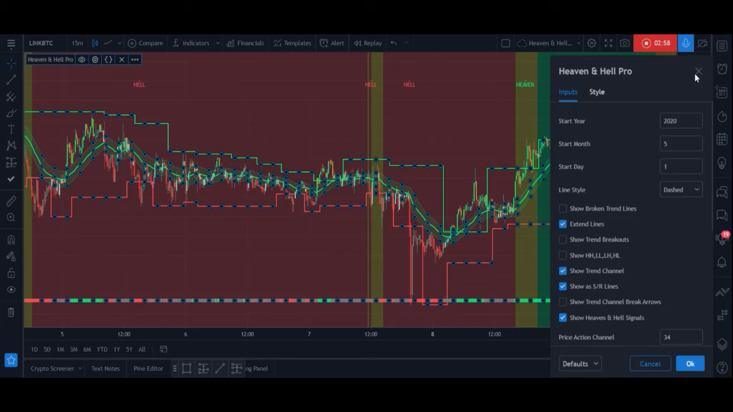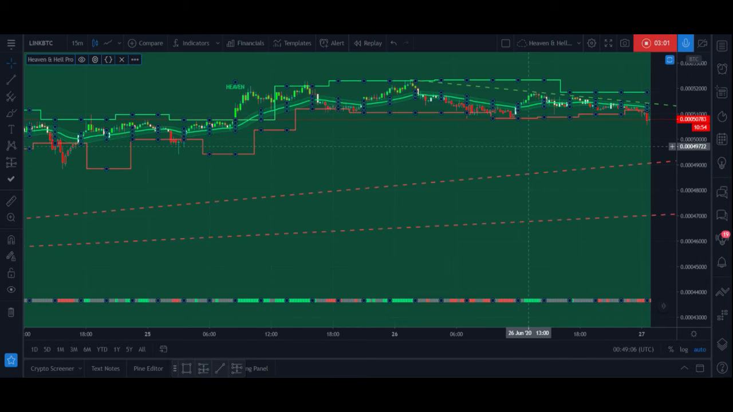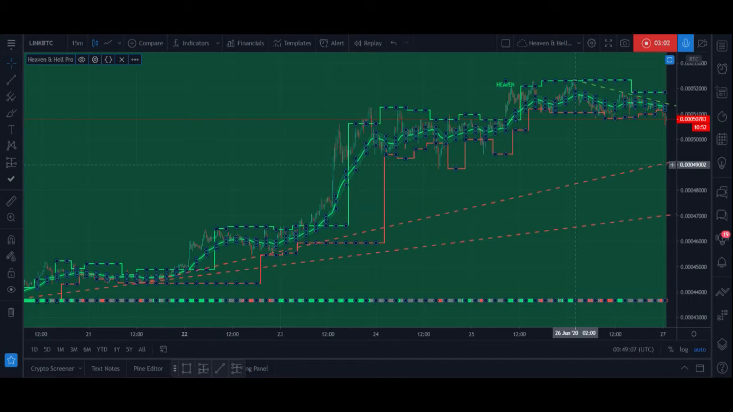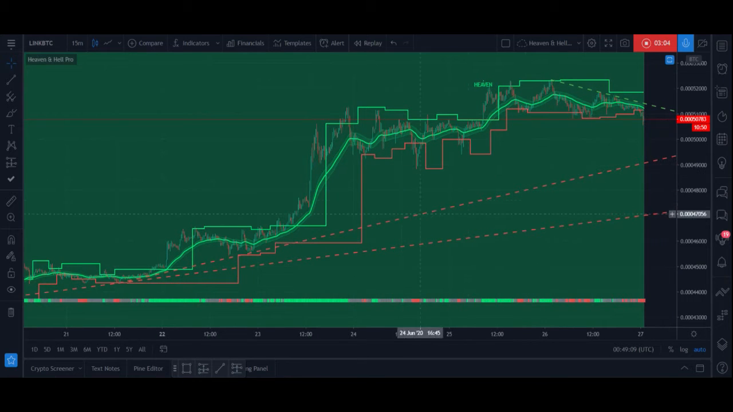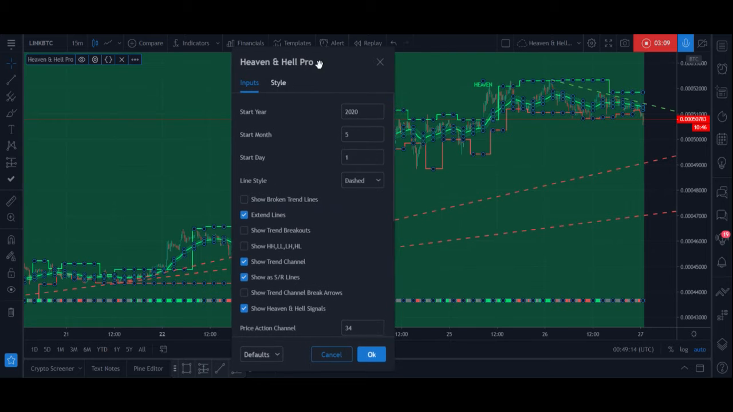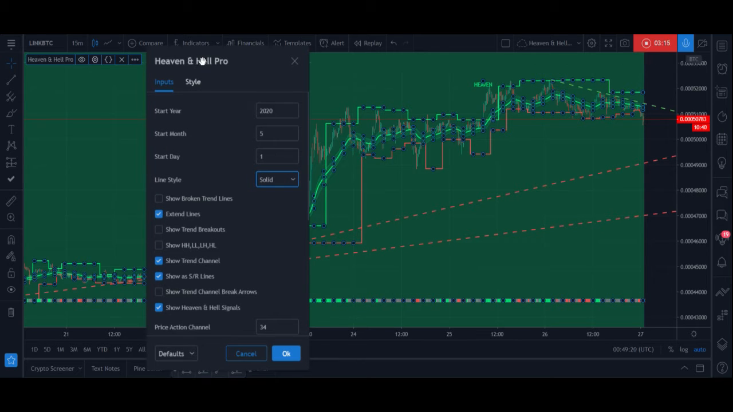You have the option here. Let's just scan to the very front. This is what the up-to-date indicator will look like. You see these dotted lines, and that right there gives you the trend lines, which are here. You have two options, which is solid and dashed. It won't make a huge amount of difference. Dashed is the default because then it doesn't conflict too much with the trend channels.